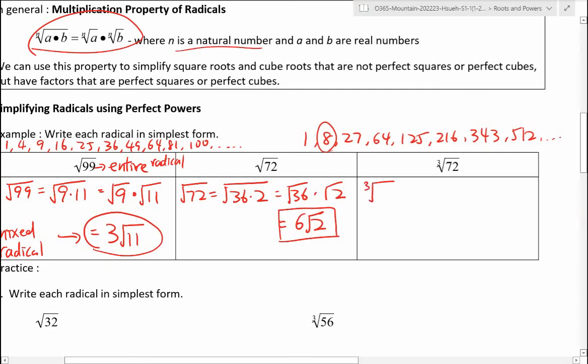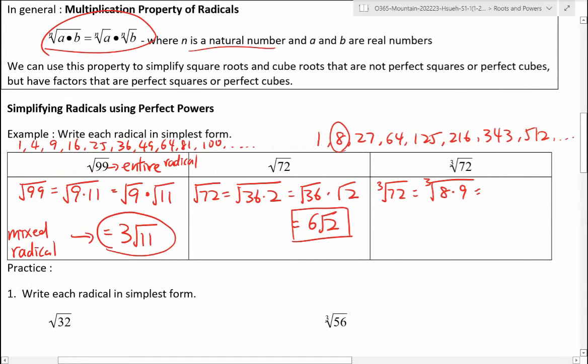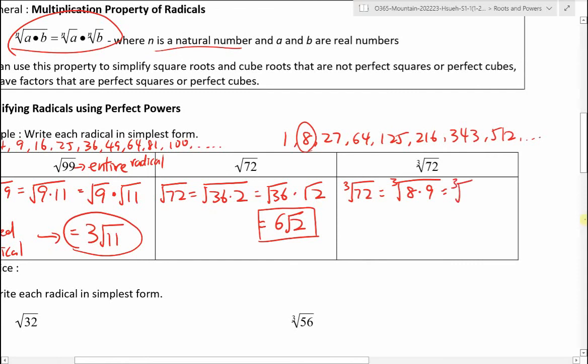Okay, so we are going to split cube root of 72, first of all, into 8 times 9 for the 72. Then we are going to split this into two radicals. So that's going to be cube root of 8 times the cube root of 9. We know the cube root of 8 is simply just going to be a 2, because 2 times 2 times 2, again, multiply by itself 3 times, gives you an 8.